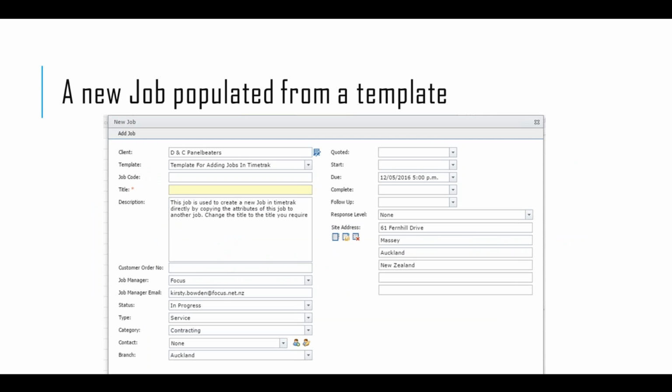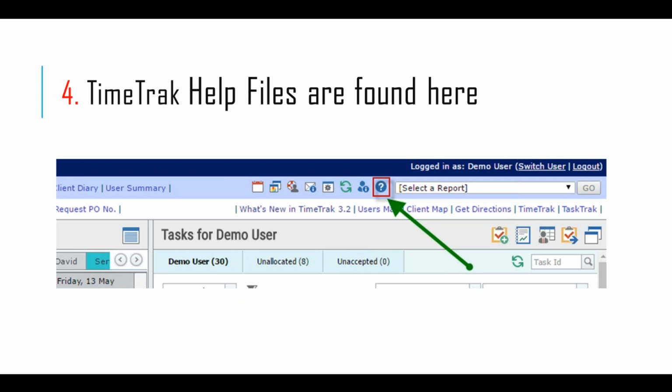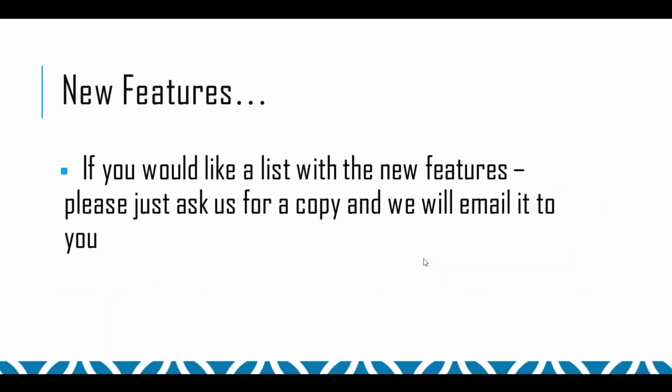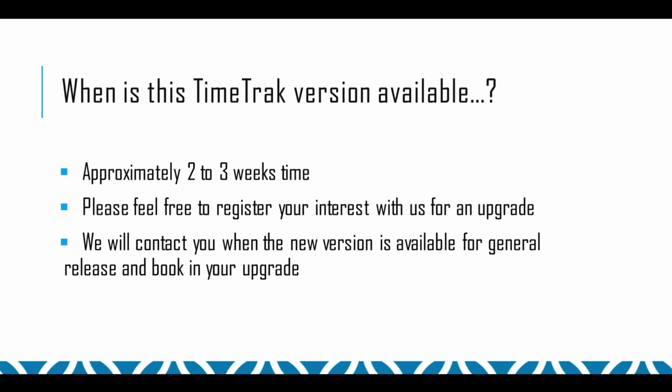From the jobs grid, you can drill into a job. So we've drilled into a job to view the job details. You can also add a job from a template by clicking where the green arrow is pointing. Here is a view on the next slide of a template to create a new job. The new job just needs a title added. Then you can either save or press save and create task, and the new task window will follow.